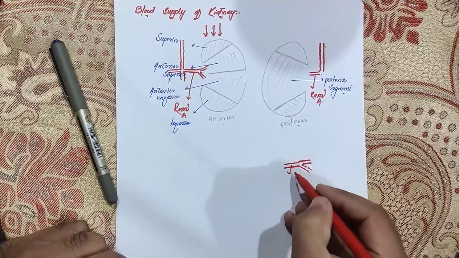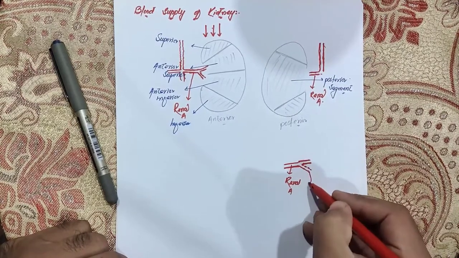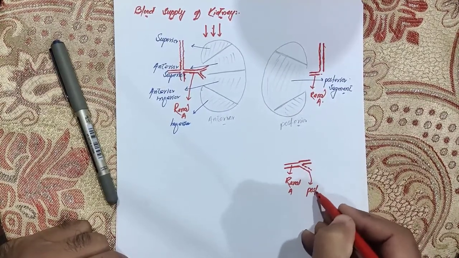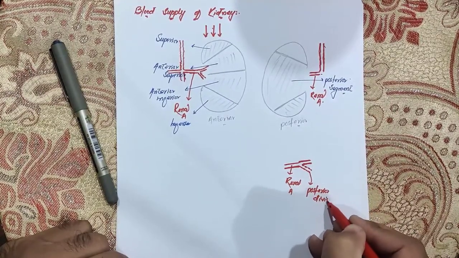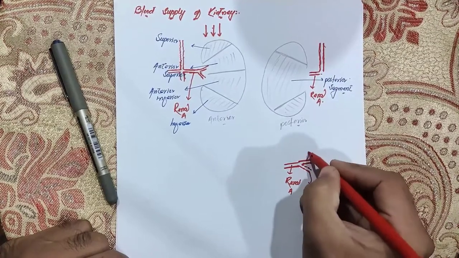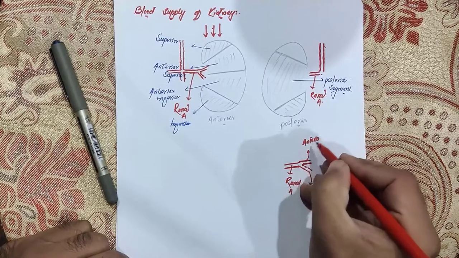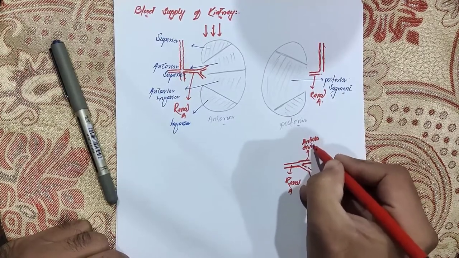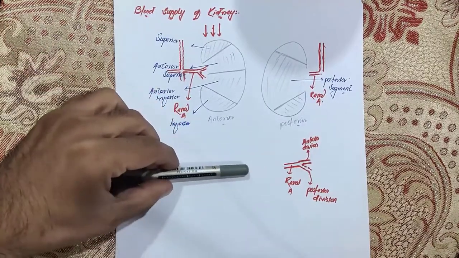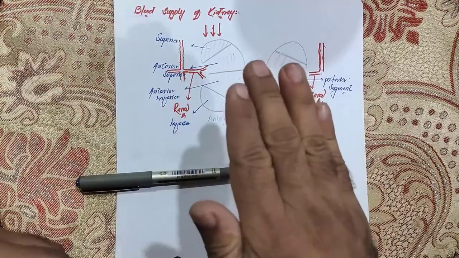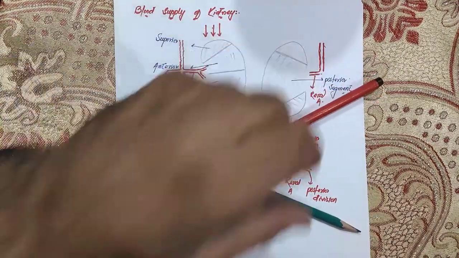So here is your renal artery, right? This is the posterior division. Which division? Posterior division, right? And this is the anterior division. Anterior division. I hope you are understanding me, right? So for example, if here is the renal artery, right, you are looking from above, so here will be an anterior division and here is a posterior division, like this.